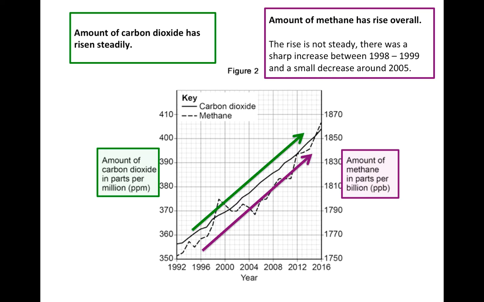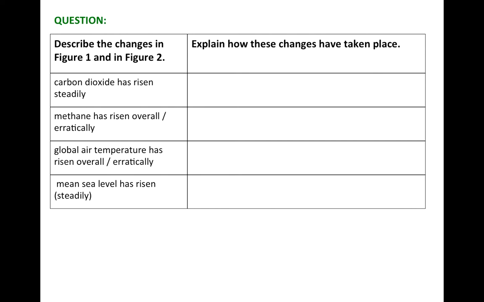However, as we saw on the last graph, the rise is not steady. And so we could add an extra bit of information saying there was a sharp increase between 1998 and 1999, just here, and a small decrease around 2005. Just as examples of the fact that it's not rising steadily. So let's go back to our question. So the first thing was to describe the changes, and we've done that, and I've arranged those bullet points here. So we saw that carbon dioxide has risen steadily, methane has risen overall, if a bit erratically, global air temperature has risen overall, if a bit erratically, and the mean sea level has risen steadily.